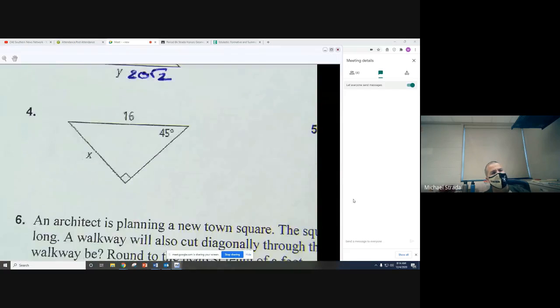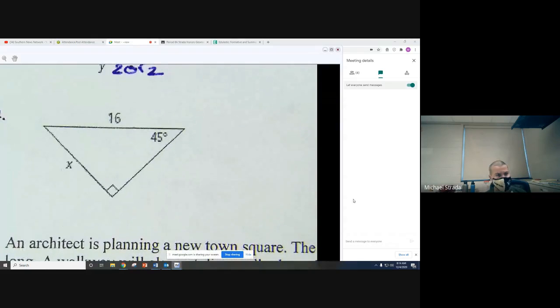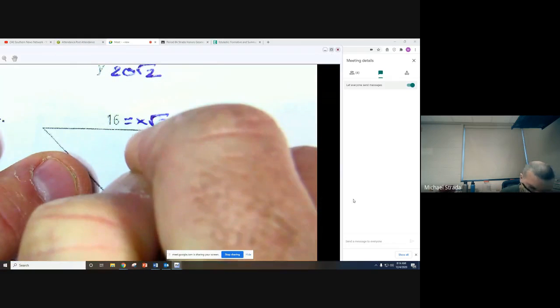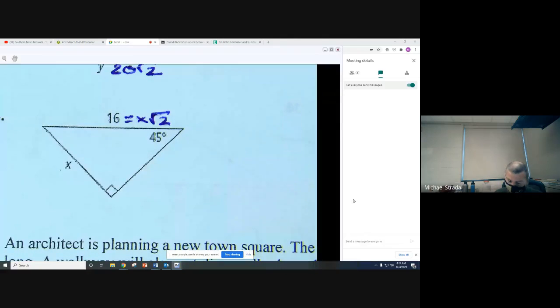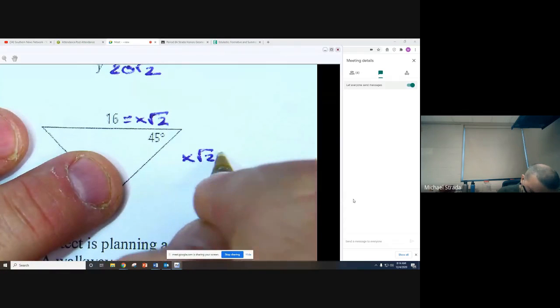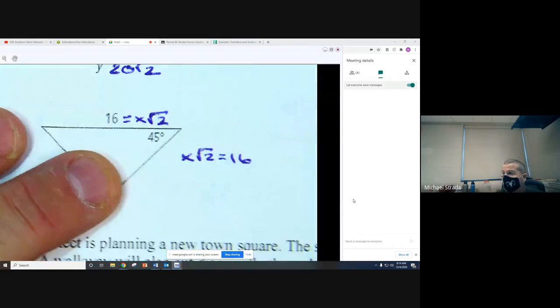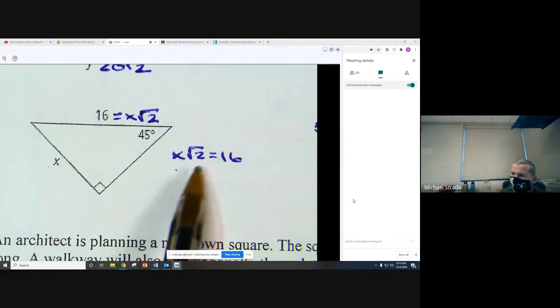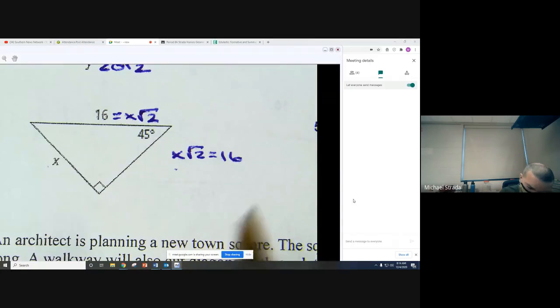Now, when they give you an integer value for the hypotenuse, this is the long way of thinking of it. That is equivalent to x root 2 from the notes you just wrote down. So this is the long way of doing it. You don't have to do it this way. X root 2 equals 16. We want to solve for x. How do you get rid of a multiplication by root 2? Divide by root 2.